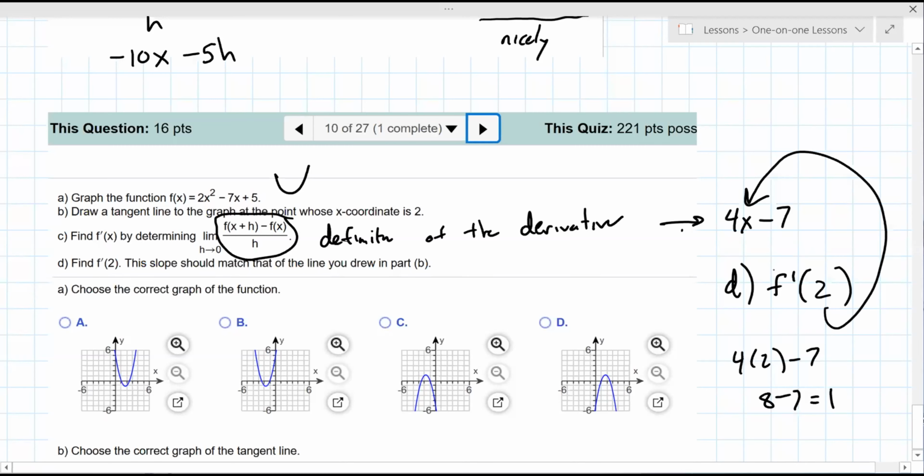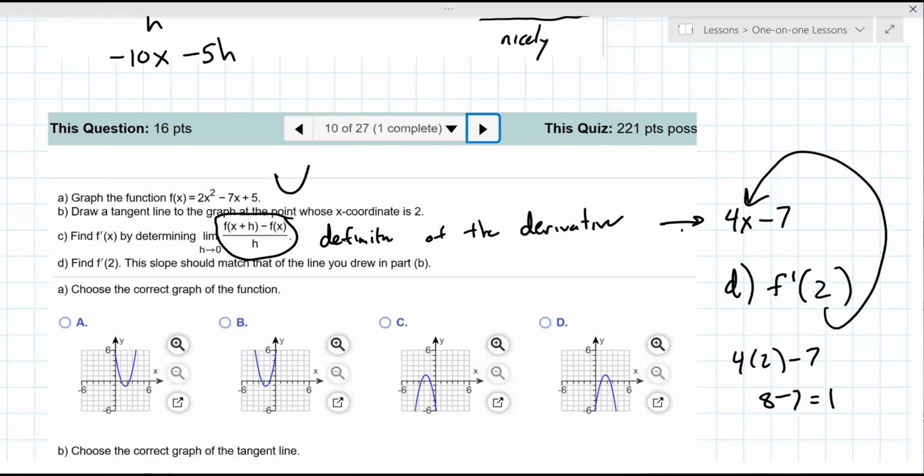This is also, if you're looking for a shortcut, the slope of that line. Whatever line you choose in part B, it's the slope of that line. And how do I find the line from part B? Well, it's going to match the graph. Whatever graph you chose in A, you look for the same graph in part B.